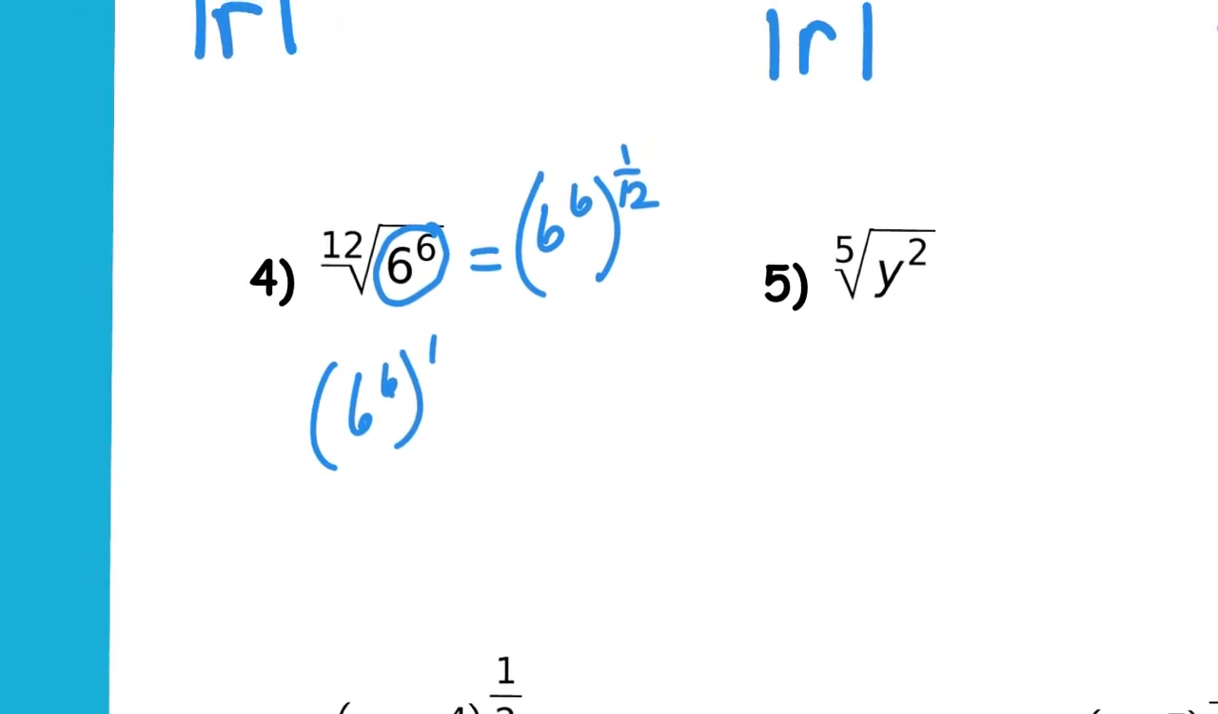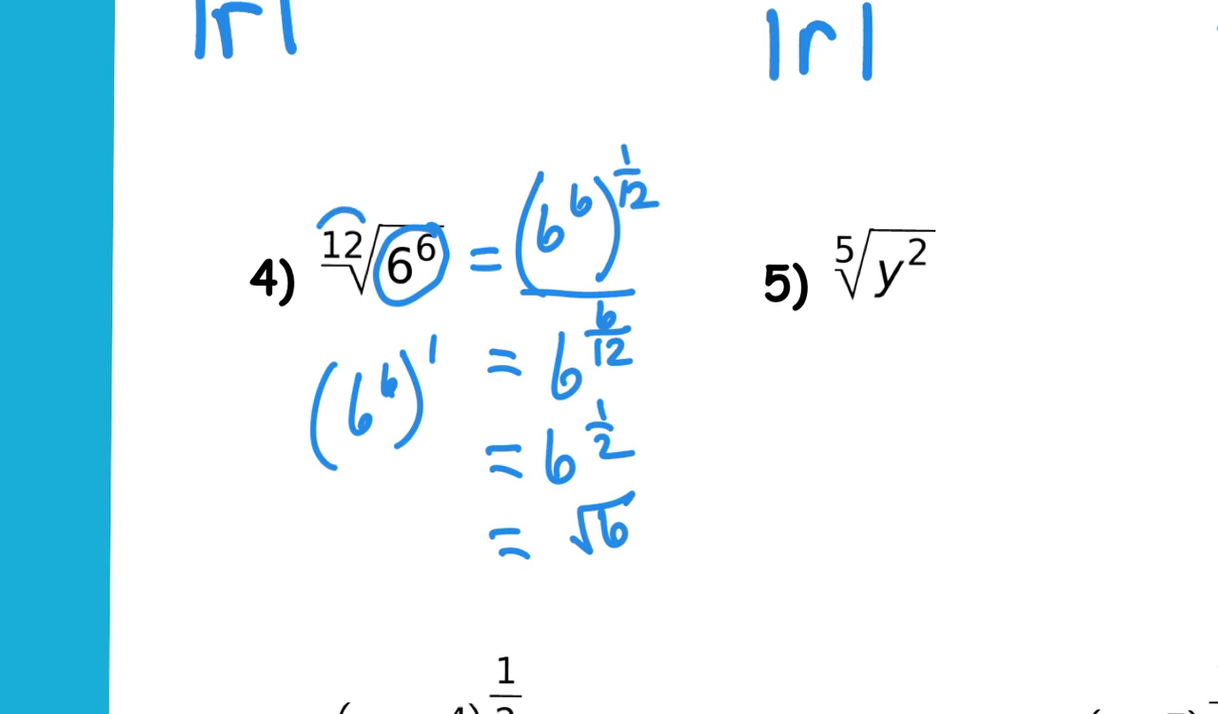Okay, so now let's look at this one. You have 6 to the 6th to the 1/12. Do you agree that would be the same thing as writing 6 to the 6/12? Is everybody okay with that? So then it'd be 6 to the 1/2. It would be now the square root of 6. So we actually got rid of our 12th root in the process. All we did was multiply our fractions, and 6/12 equals 1/2.